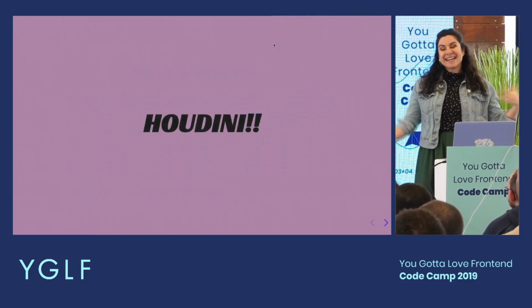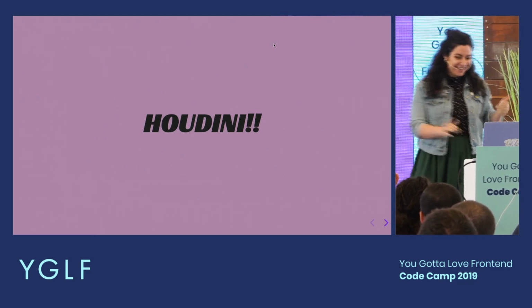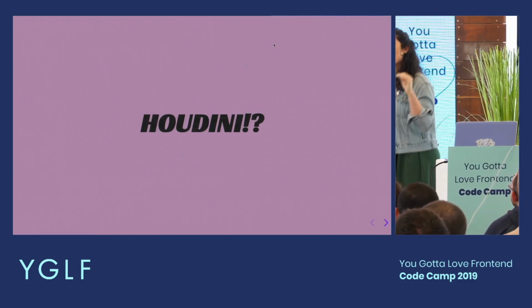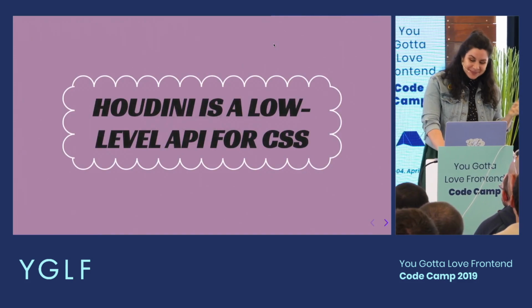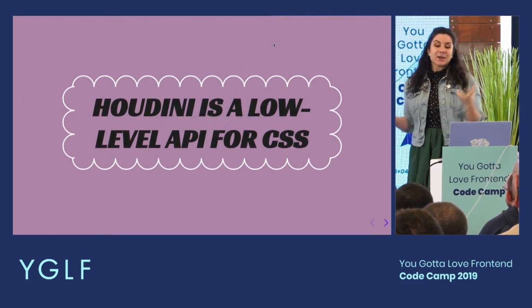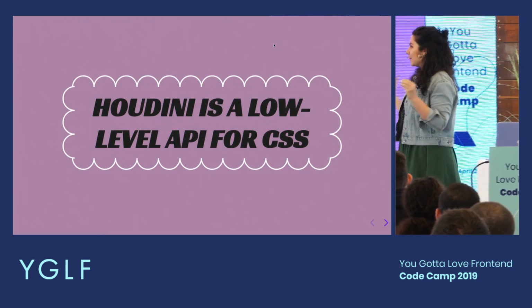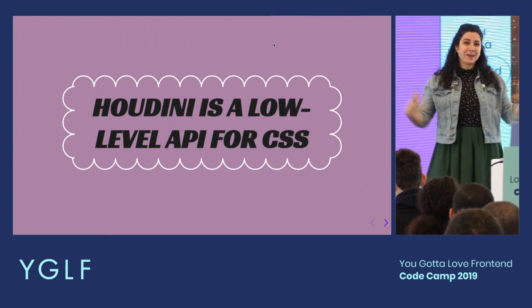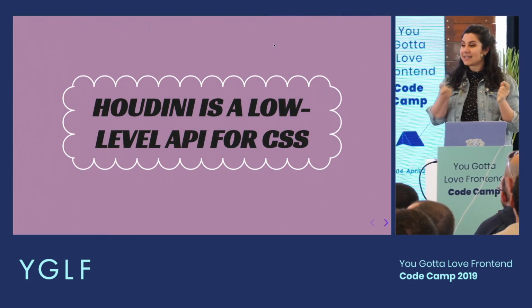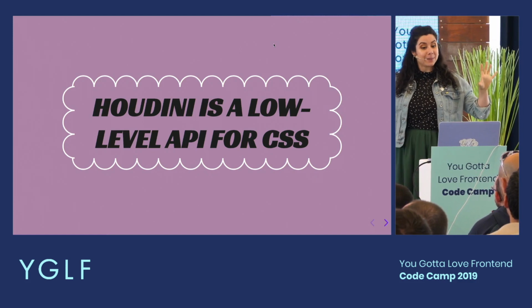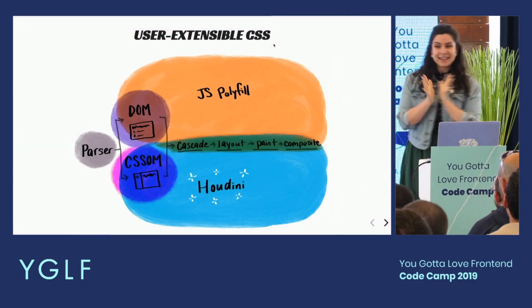But that's where Houdini comes in. Yay! And if you're wondering what Houdini is, I'm sure glad that you asked, or I asked for you. Houdini is a low-level API for CSS, or more specifically, it is a set of browser APIs that allow developers to access the CSS object model for the first time ever. So that looks like this.